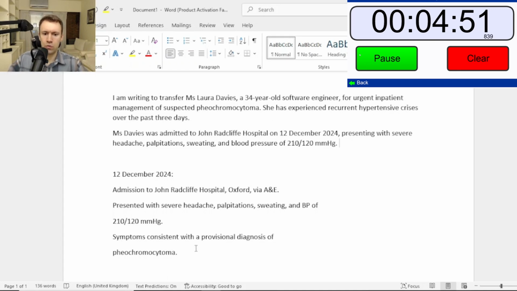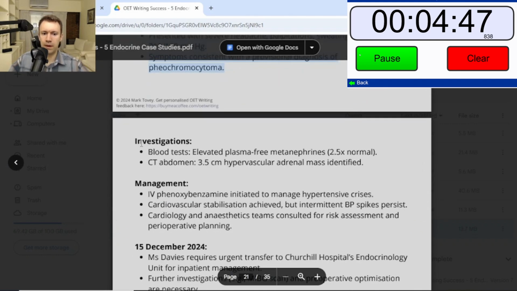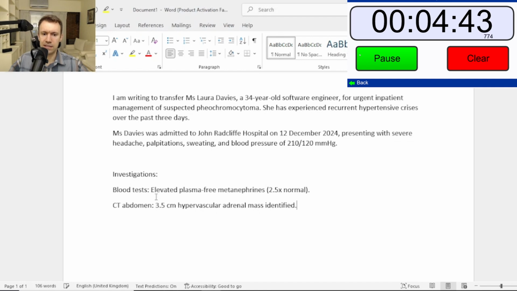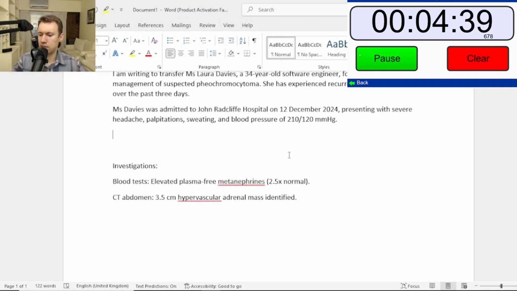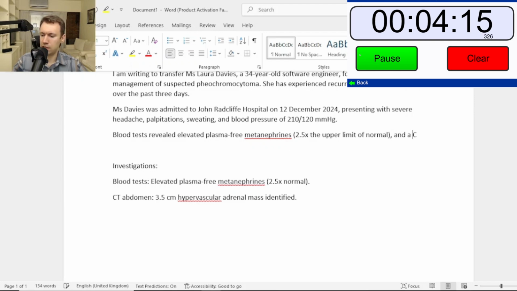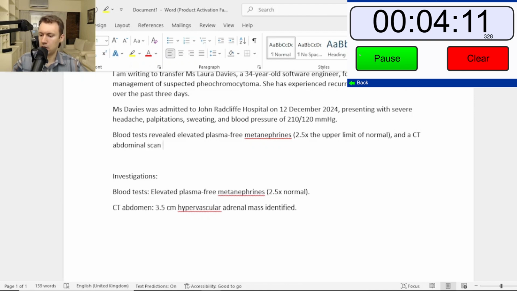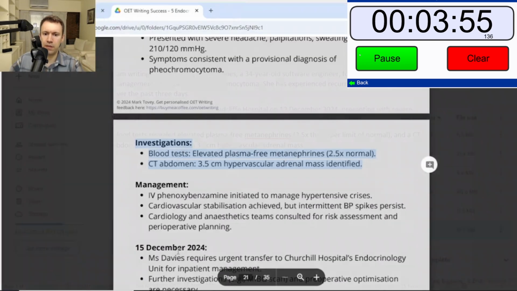Then we're going to move over to the information about investigations carried out. So how can we turn this into full sentences? Well, we can write blood tests revealed elevated plasma-free metanephrines (2.5 times the upper limit of normal), and a CT abdominal scan revealed a 3.5 centimeter hypervascular adrenal mass. So there we've included the information from the investigations.